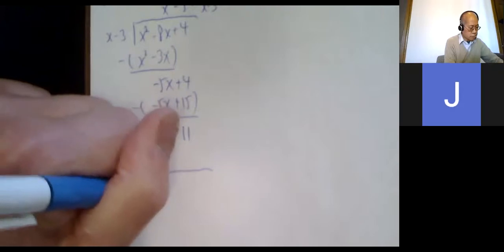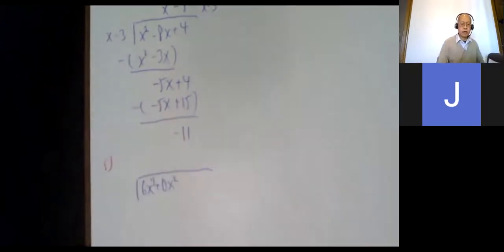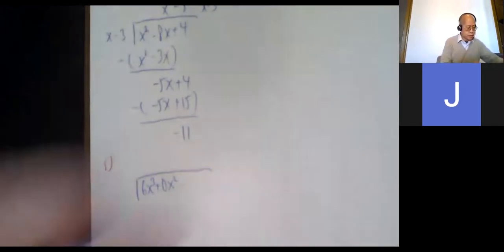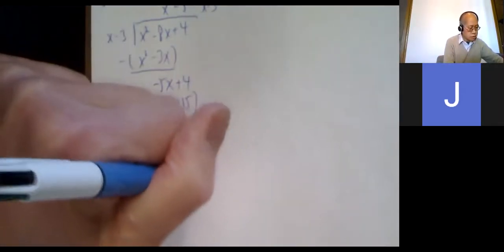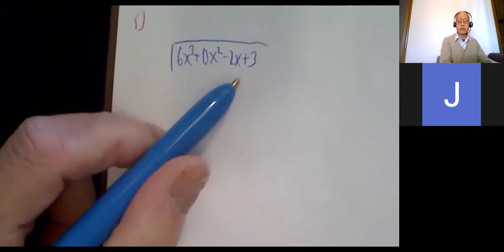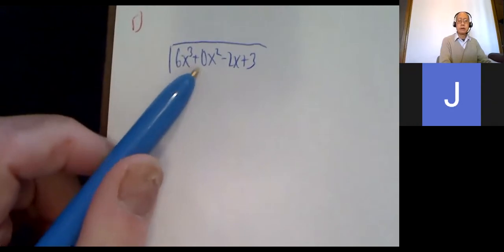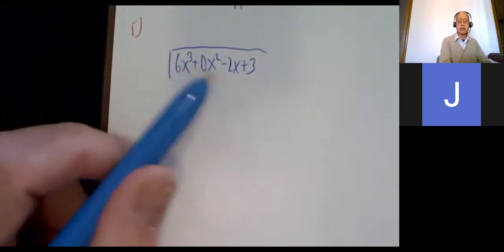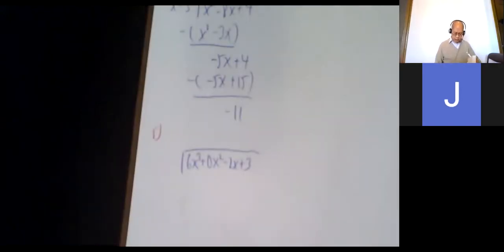6x cubed plus 0x squared minus 2x plus 3. And one more time, in the original problem, it went 6x cubed down to negative 2x. There's no x squared. You have to count it as a 0 coefficient. 6x cubed plus 0x squared minus 2x plus 3. And then it says we're dividing by 2x plus 1.